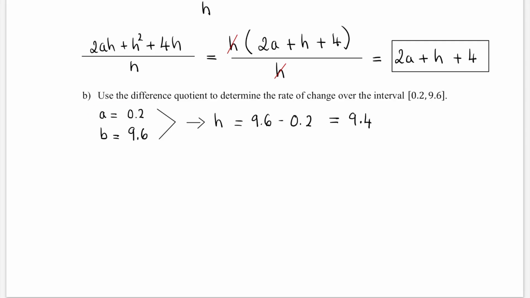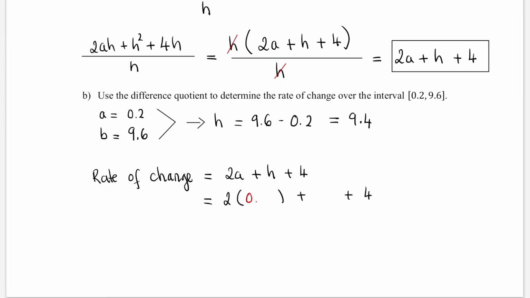Now, we substitute a and h in our formula. We will replace a with 0.2 and h with 9.4. So, the average rate of change over the interval from 0.2 to 9.6 is 13.8.